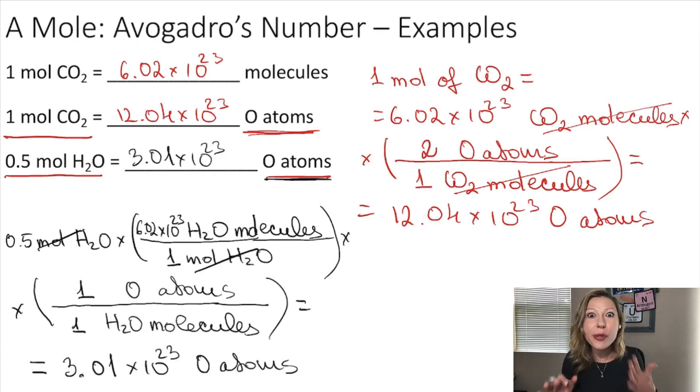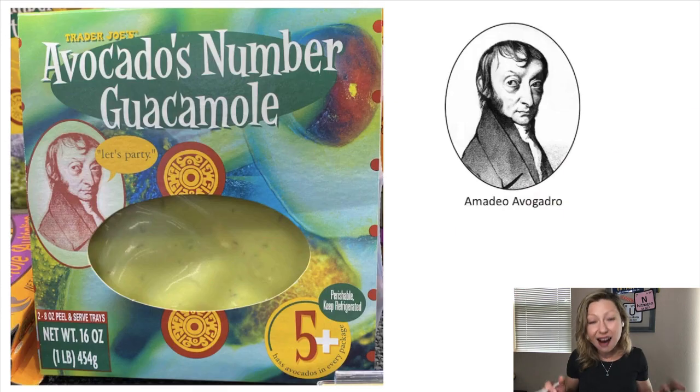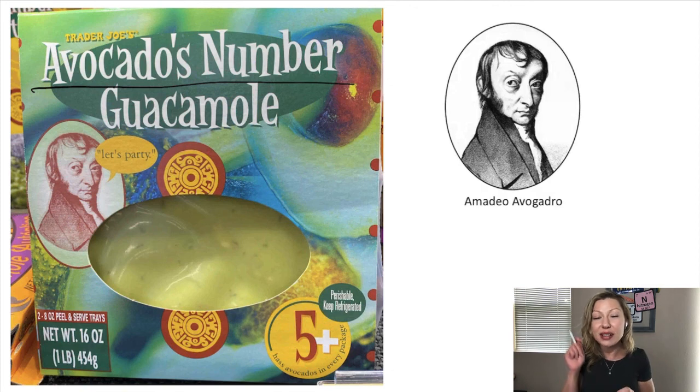Okay, one more thing. Avogadro's name is very, very important. He was a very impactful scientist. But if you look around in stores, you can actually find avocado's number. Okay, don't mix the two things up. Avogadro is an awesome scientist. Remember his name, but you can maybe use avocado's number too. Just remember that Avogadro's number is 6.02 times 10 to the 23rd.